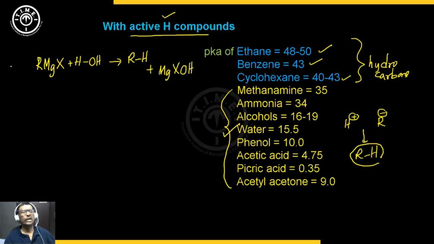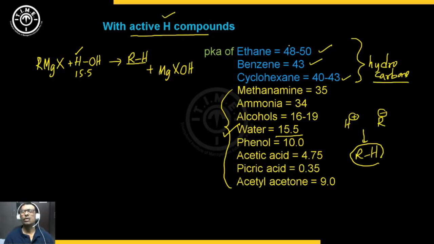So what does this mean? Why is this R picking up this H+? Now HOH is having 15.5 as the pKa. So 15.5 I'll write here. And this RH could represent some hydrocarbon. RH is a hydrocarbon, right?